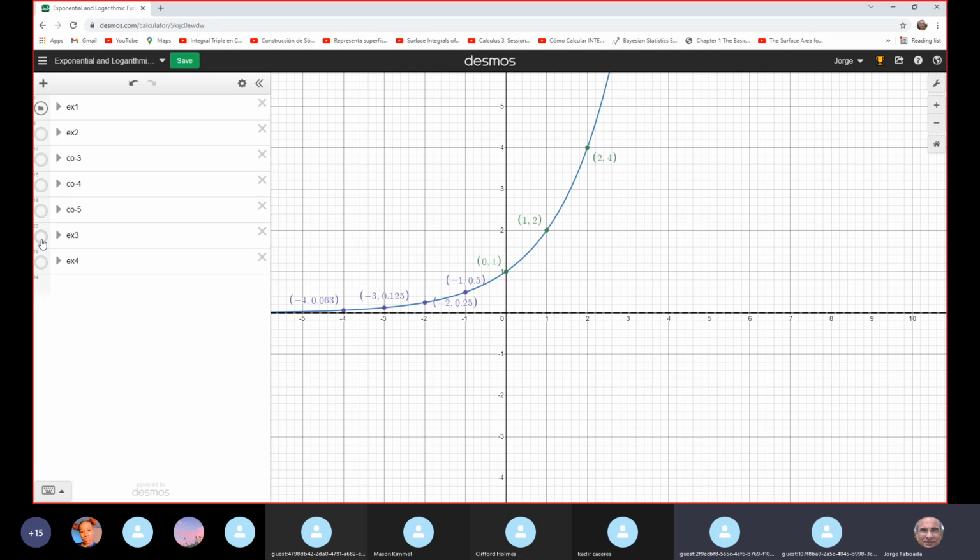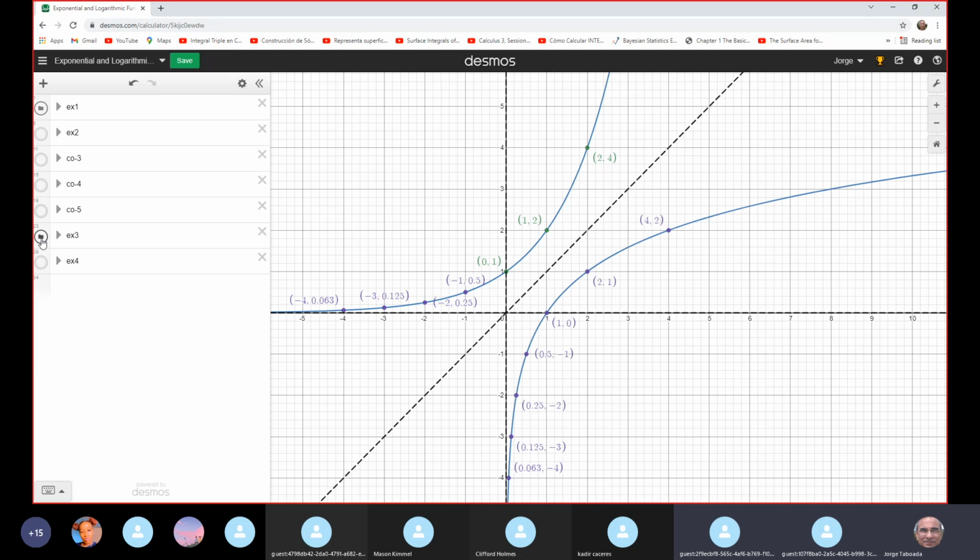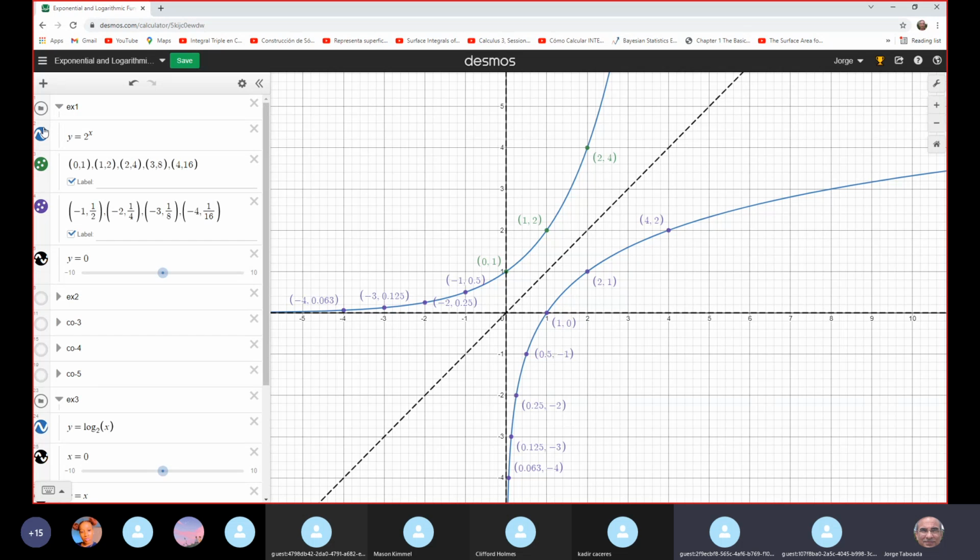In this example, this is the logarithmic function, and I include the identity function y equals x, because it behaves like a mirror, and this green point is symmetric with this blue point. Let me change the color: the exponential curve was blue, I want to change it to green. Green is exponential and blue is logarithmic. Do you see that? And you understand the correspondence very well.